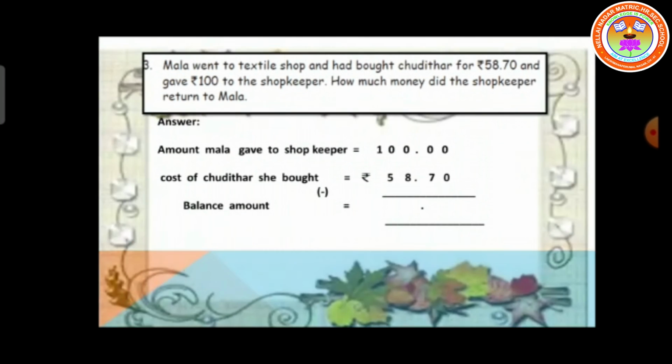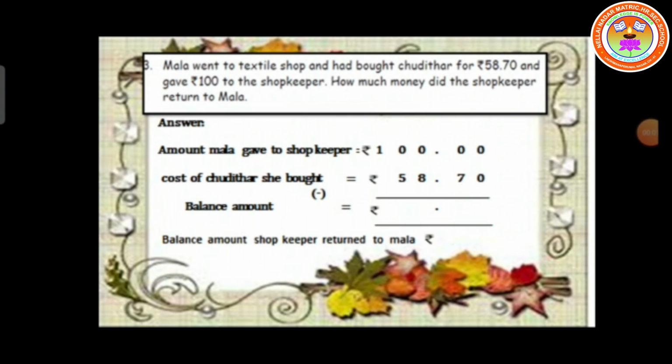Next problem. Mala went to a textile shop and bought a chudidar for 58 rupees 70 paise and she gave 100 rupees to the shopkeeper. How much money did the shopkeeper return to Mala? Let us see the answer, students. Amount Mala gave to shopkeeper is equal to 100 rupees. Cost of chudidar she bought is equal to 58 rupees 70 paise. Now we are going to find out what is the balance amount the shopkeeper returned to Mala.